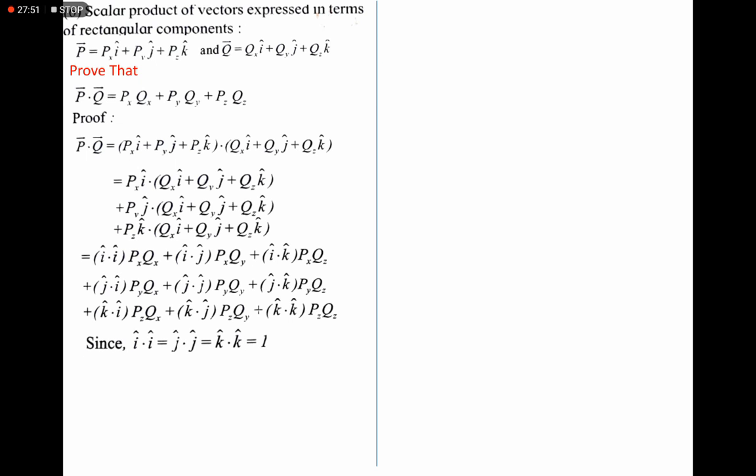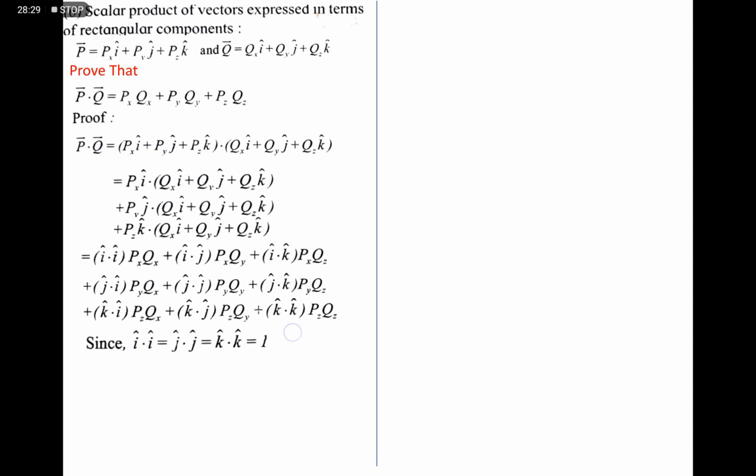We know that i bar dot i bar, j bar dot j bar, and k bar dot k bar are equal to 1. So definitely these terms will be 1. All other terms, that is i bar dot j bar, definitely become 0. i bar dot k bar is equal to 0, because the dot product of different unit vectors is 0, because the angle between them is 90 degrees, and cos 90 is 0.